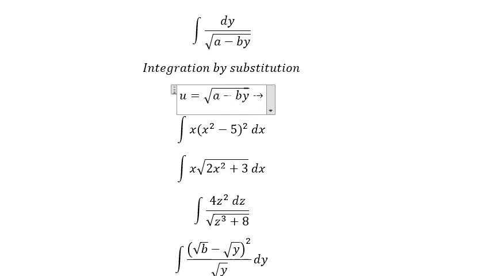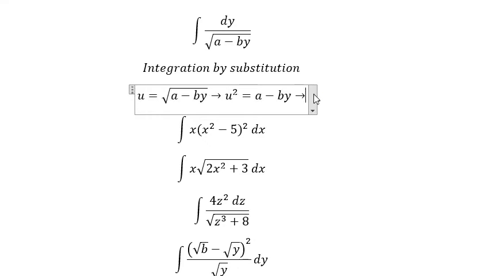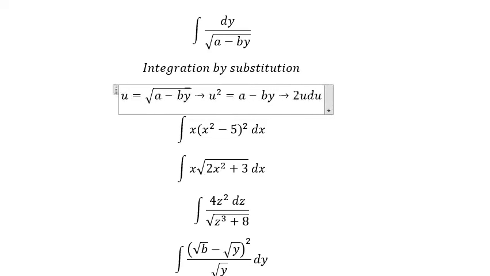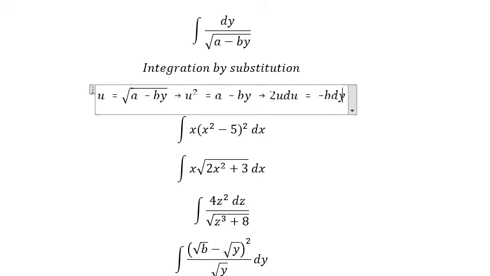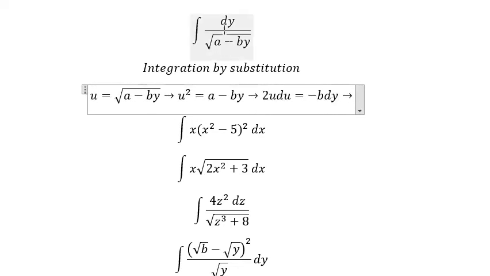So we put the square for both sides to cancel the square root. Next, we do the first derivative for both sides. First derivative of u squared, you got 2u du. First derivative of this one, we have negative b dy. Because we don't have negative b, we divide both sides by negative b.